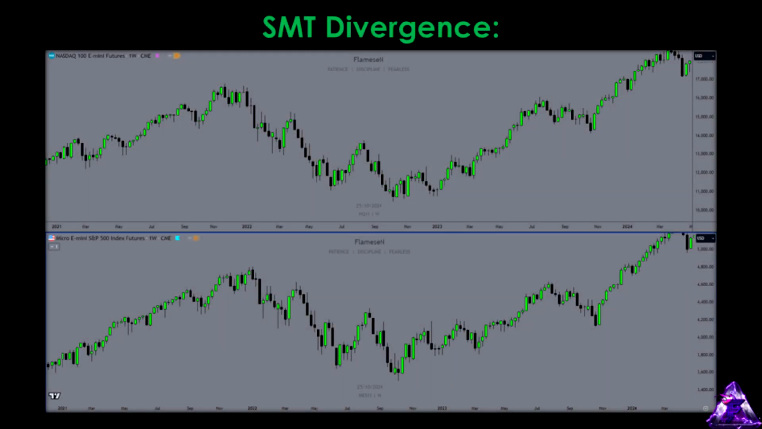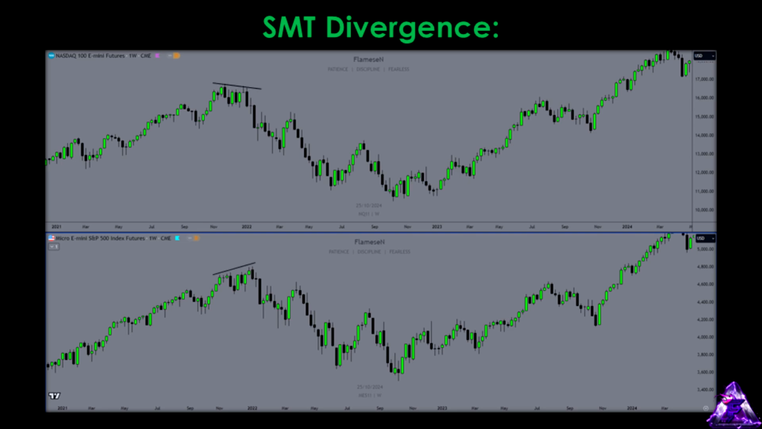Here's another example. Try to identify the SMT divergence. To find the SMT, remember to look during specific market profiles at important swing points and key levels. Can you spot it? I'll give you a moment.